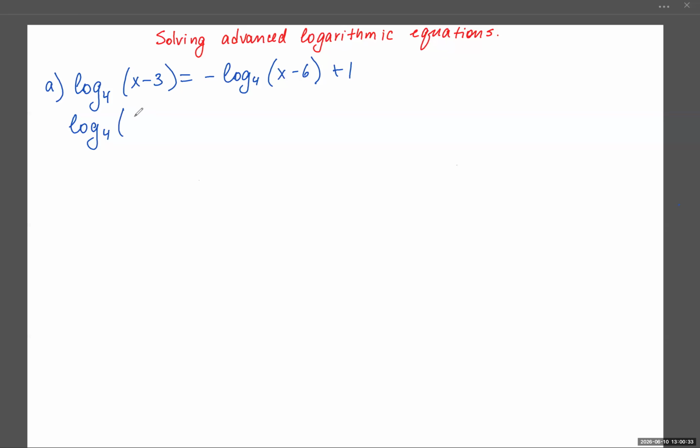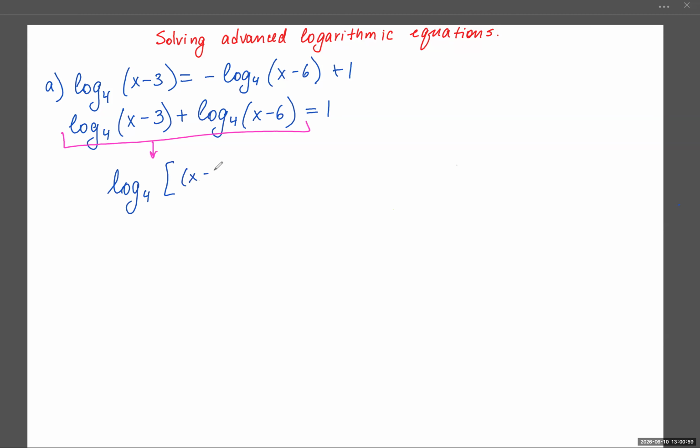So log base 4 of (x minus 3), I'm just going to add log base 4 of (x minus 6) to both sides, equals 1. Now, the two logs that we have on the left-hand side, we are going to combine into one log. So this is log base 4 of (x minus 3) times (x minus 6) equals 1. Now we can go ahead and turn this into an exponential equation.